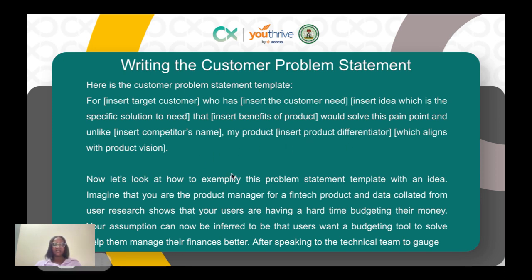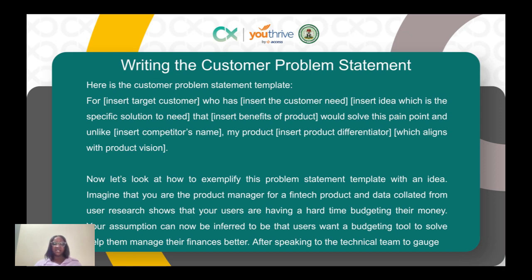Now let's look at how to exemplify this problem statement template with an idea. Imagine that you are a product manager for a fintech product, and data collected from user research shows that your users are having a hard time budgeting their money. Your assumption can now be inferred to be that users want a budgeting tool to solve this problem and help them manage their finances better.